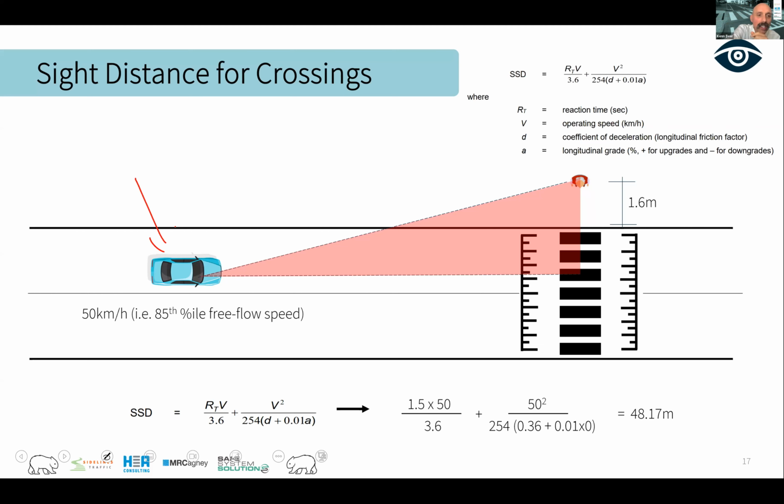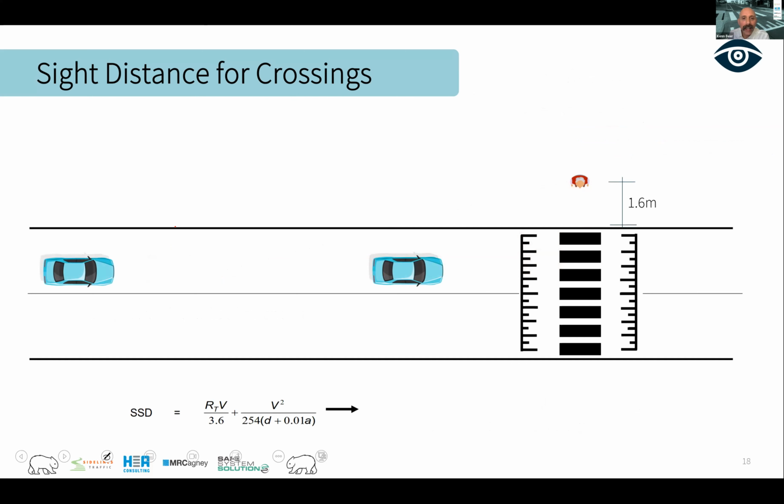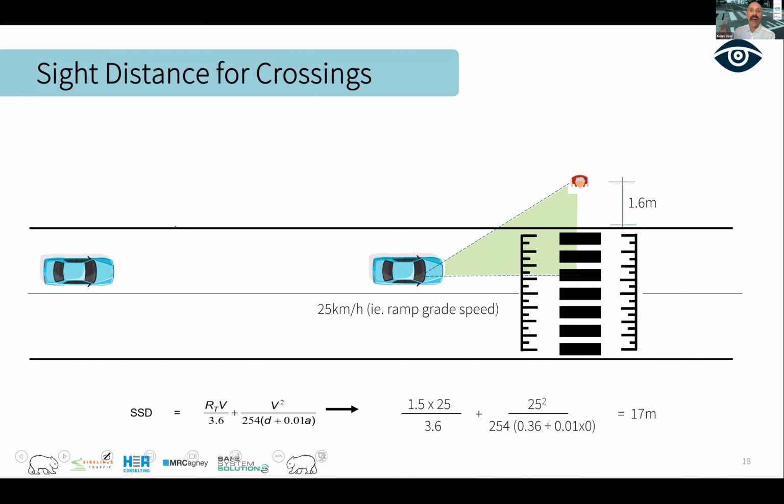Because we know this vehicle is going to slow down. It has to. It's got to navigate over a raised crossing. So let's think about that again and say, well, actually, that vehicle is going to slow down by itself. And so what is this point where they've slowed down and then they see the pedestrian and then they have enough time to stop? And so you could say, well, actually, we want to know what is the ramp grade speed. So what is a comfortable speed for that driver to navigate over this raised platform? And then let's use that in our calculation.